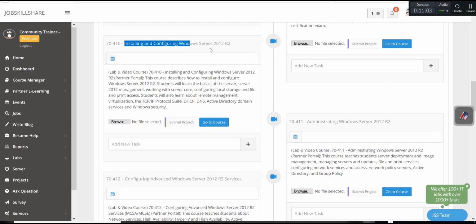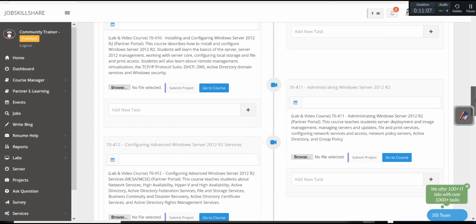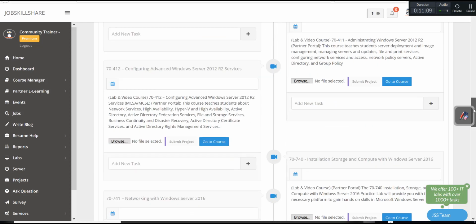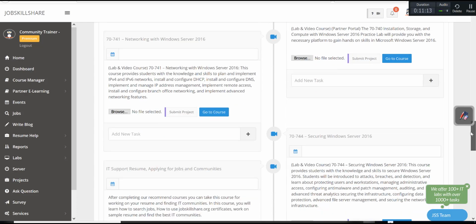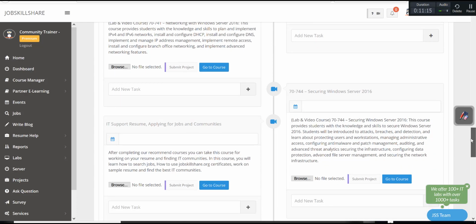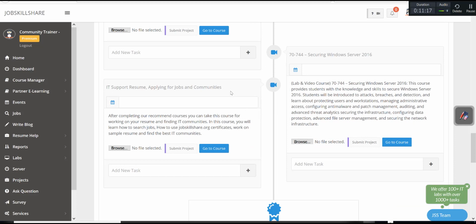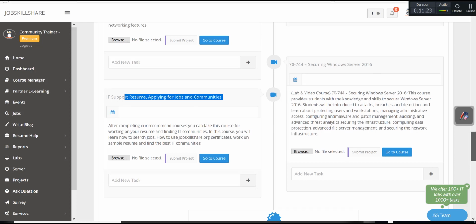But for now, you see, if you're going to go to installing and configuring Windows Server, then administering Windows and configuring advanced Windows Server, and then you will jump into 2016 servers, networking with 2016 servers, securing Windows 2016 server, and then later on what communities you need to join, because in this area there's a lot of communities. And that's how we finish our learning path.